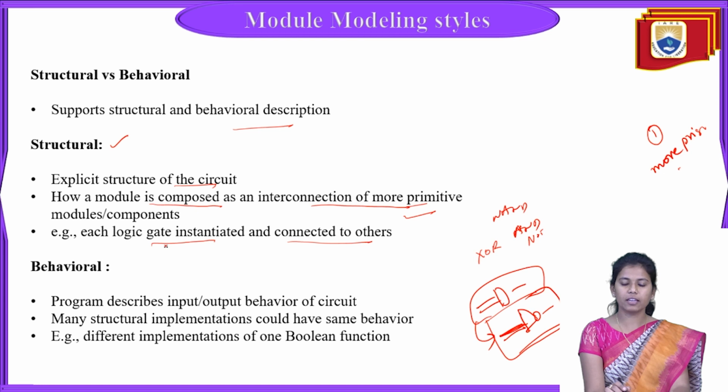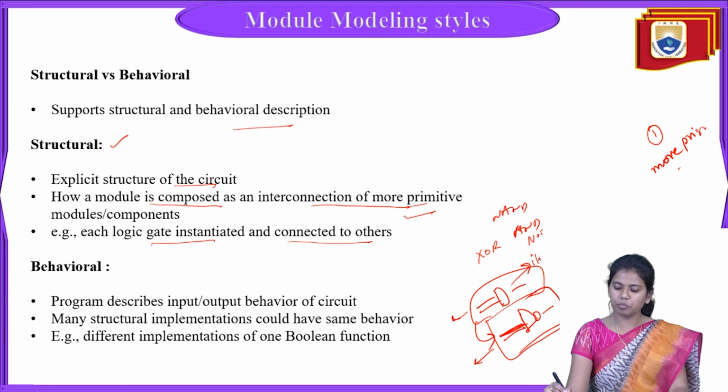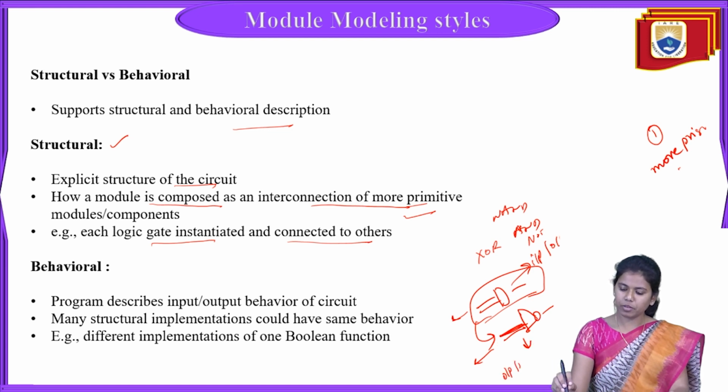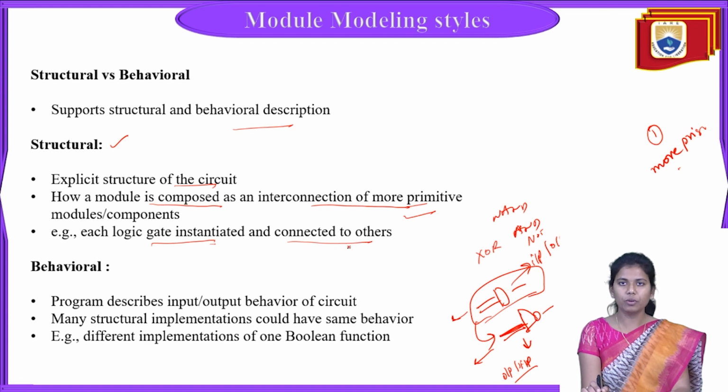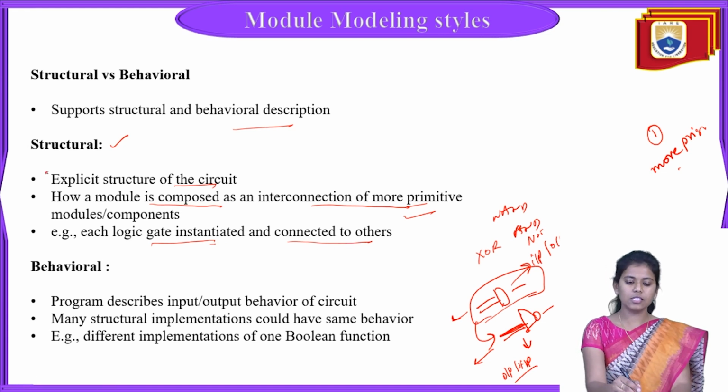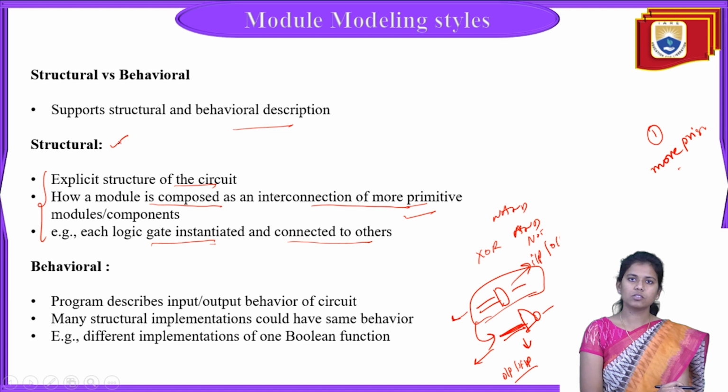So the logic gate is instantiated and connected. We will instantiate what the inputs and what the output are. And also for this particular NOT gate, we will instantiate what is output and what is input. So each logic gate is instantiated and connected to the others. This is what we observe in the structural description.